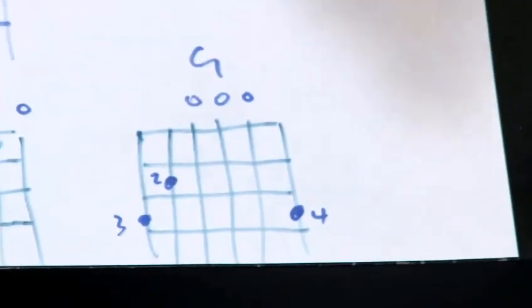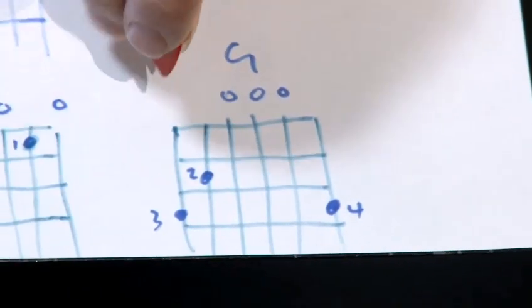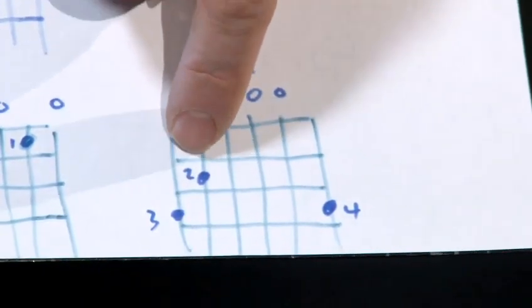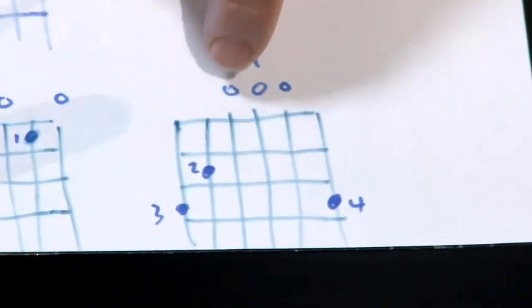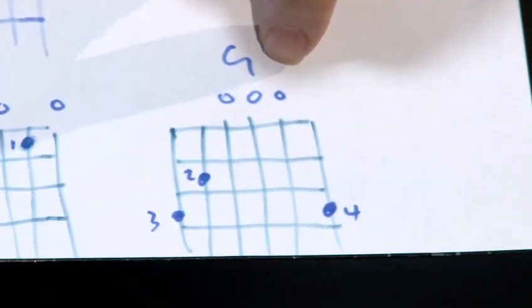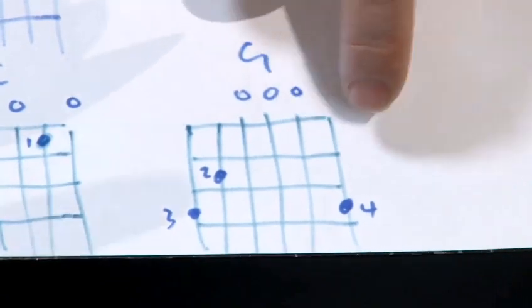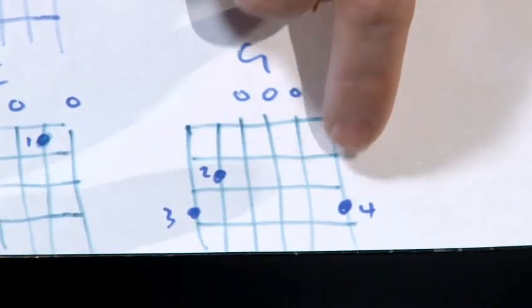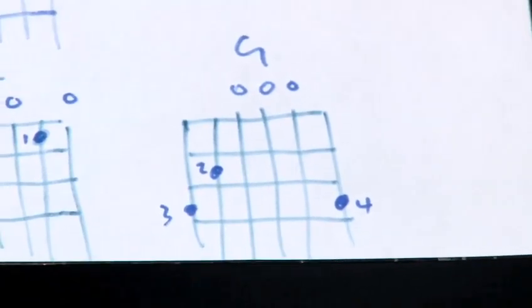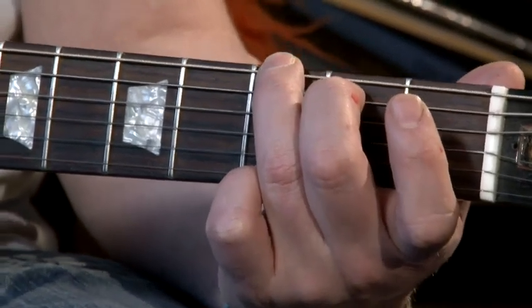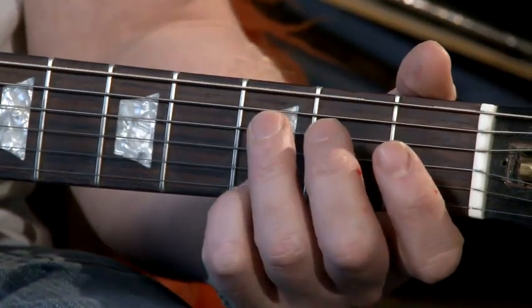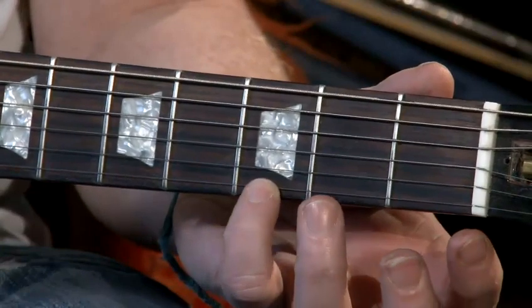Here we have the G chord. On the E string we have the 3rd fret being played by finger 3. On the A string we got the 2nd fret being played by finger 2. On the D, G and B strings we have no fingers, they're played open, that's why we've got zeros on the top. And then we're using finger 4 to play the 3rd fret on the high E string. That looks like this. Here's the G, that's finger 3, finger 2, 3 open strings, and finger 4.